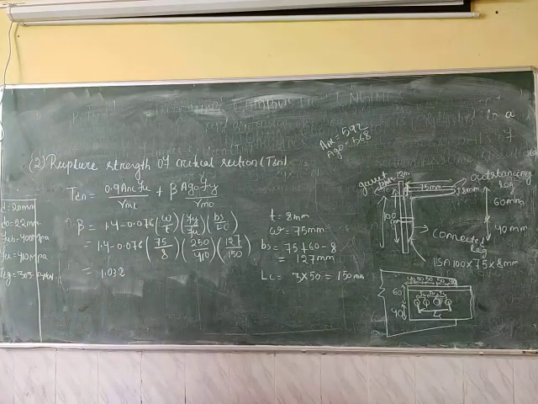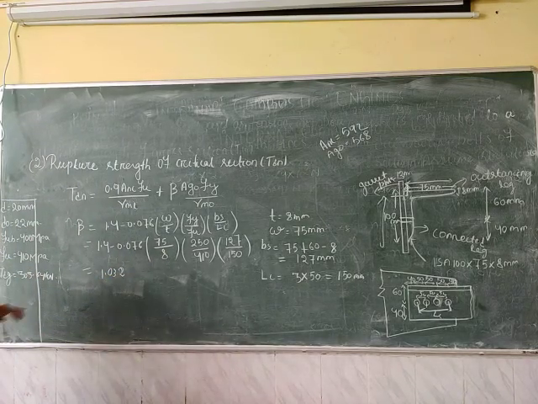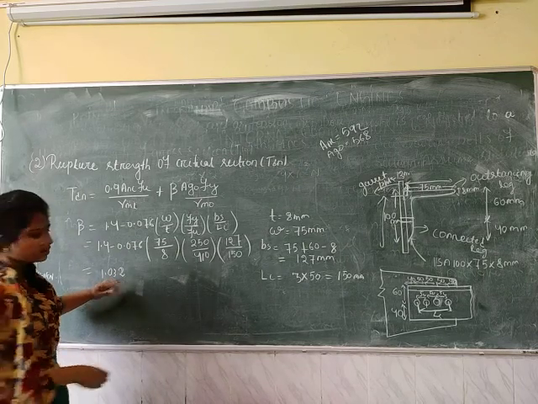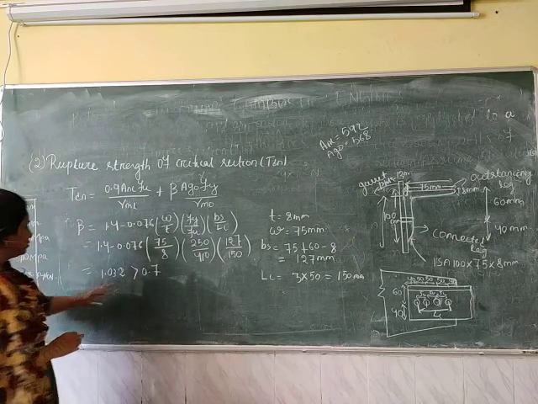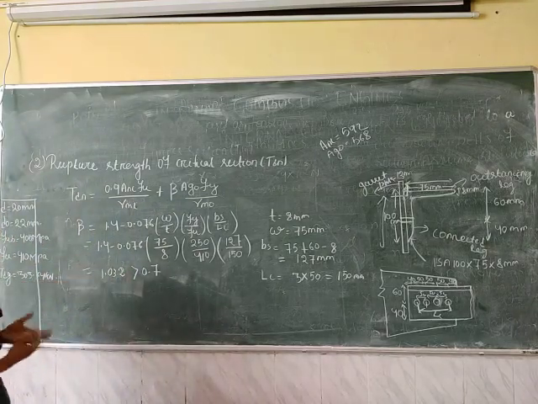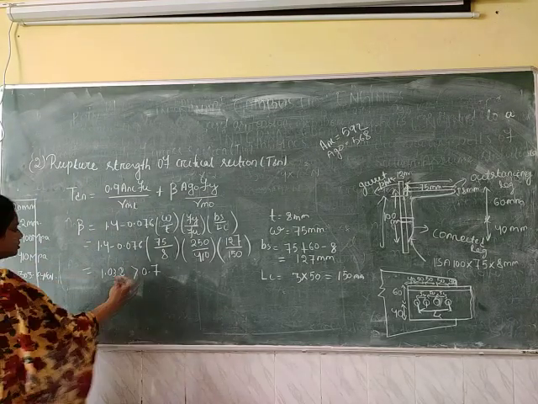Okay, so there is a limit for the value of the beta. So this value should be greater than 0.7. 1.032 is greater than 0.7. Okay, so this is okay.